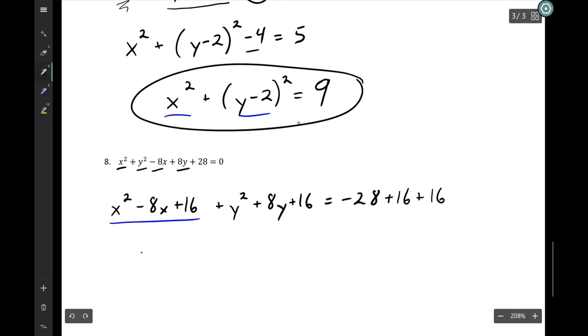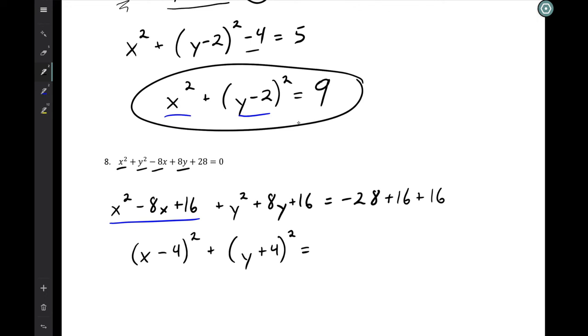This expression here becomes x minus 4 quantity squared, plus this expression, which becomes y plus 4 quantity squared. Then put everything together here. This is 32 plus negative 28. That's going to be 4. Okay, lots of 4's in here, but it worked out nice. There's the equation of my circle.